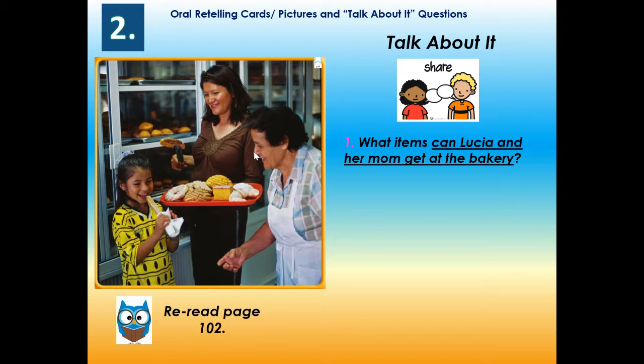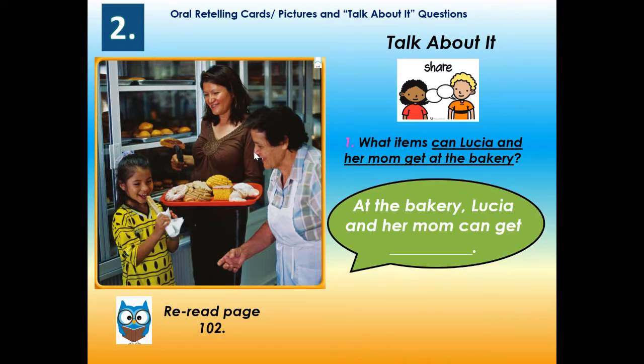Number two, look at this picture. Think, what are they doing in the picture? Where are they in Lucia's neighborhood? And you can find more information about this if you reread page 102 in the Journeys textbook. So our question is, what items or things can Lucia and her mom get at the bakery? In your answer, at the bakery, Lucia and her mom can get, and then finish your thought. So say it out loud. At the bakery, Lucia and her mom can get.